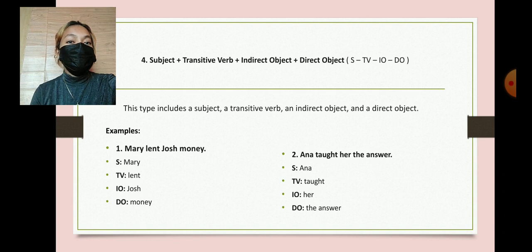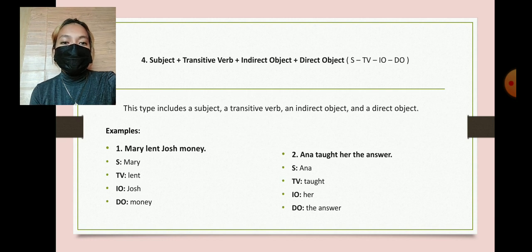Fourth, subject plus transitive verb plus indirect object plus direct object. So we have here the 4 elements. This type includes a subject, a transitive verb, an indirect object, and a direct object. An example of this is the STV-IO-DO. Example 1 is: Mary lent Josh money. The subject is Mary, the transitive verb is lent, the indirect object is Josh, and the direct object is money.